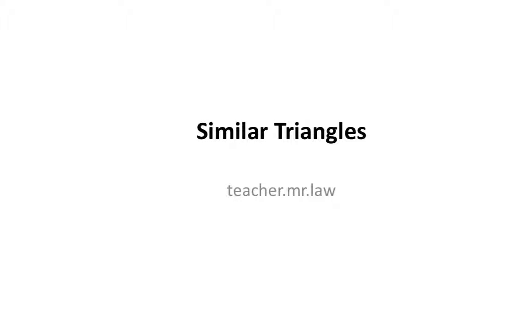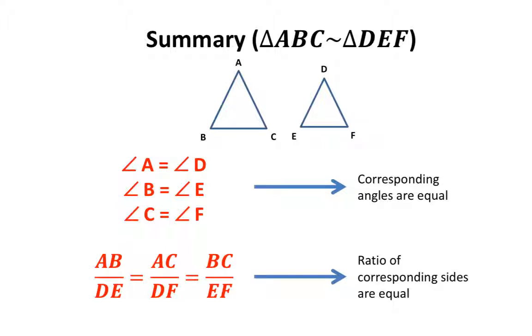In today's lesson, we'll be learning about similar triangles. In our previous lesson, we learned that triangles can be similar. In this particular case, we have triangle ABC and triangle DEF. We indicate that they're triangles with this symbol that looks like a triangle. And we indicate that they are similar with this squiggle symbol. This is called a tilde.